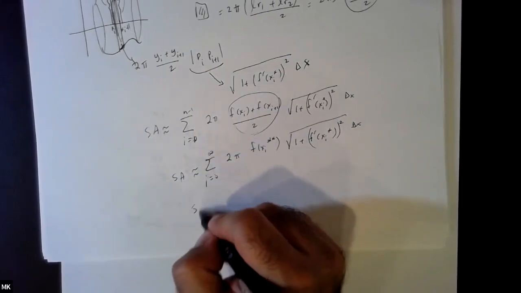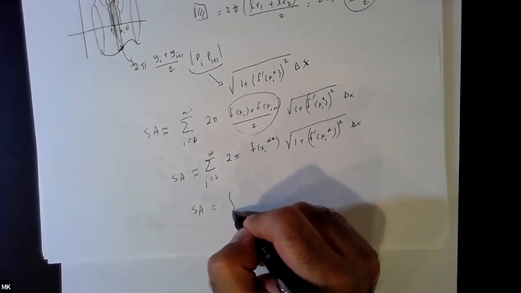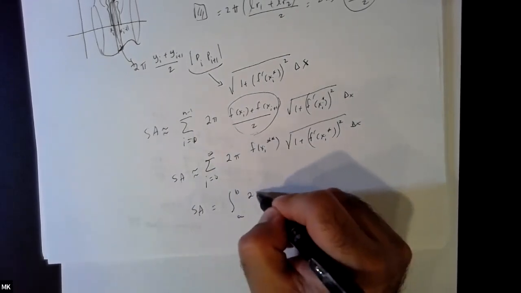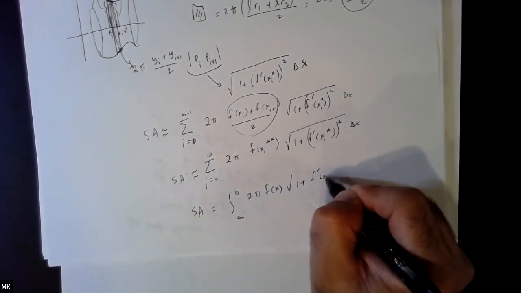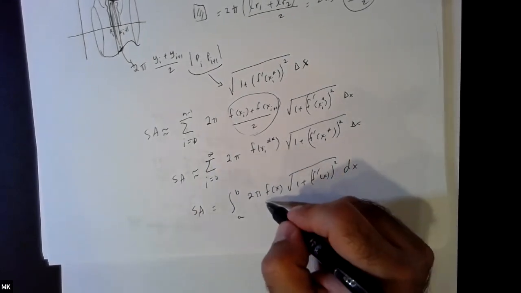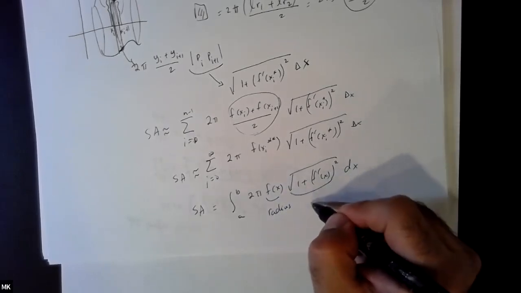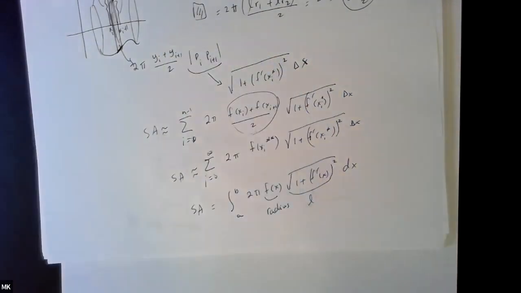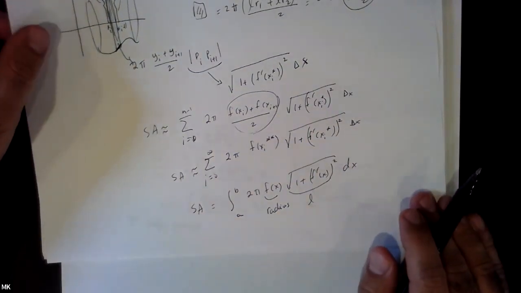And finally, SA, the actual surface area after taking the limit, will be the integral from some a to b of 2 pi f(x) square root of 1 plus f prime of x squared dx. This plays the role of the radius. This plays the role of the L part. And of course, the rest of the formula is supported by my derivation.